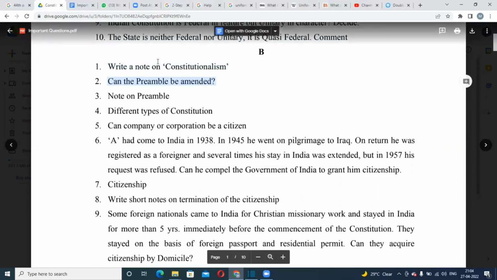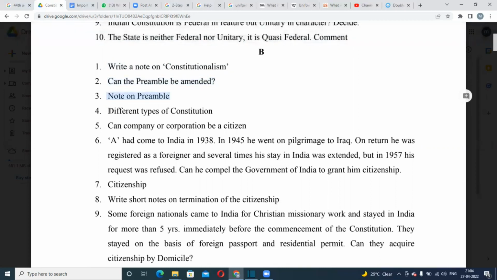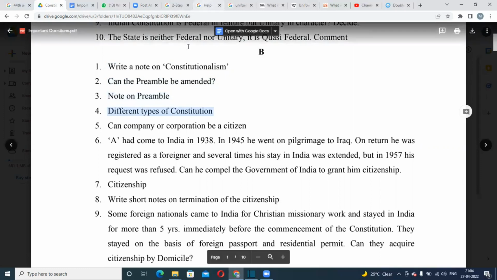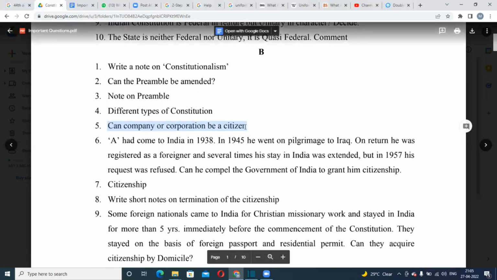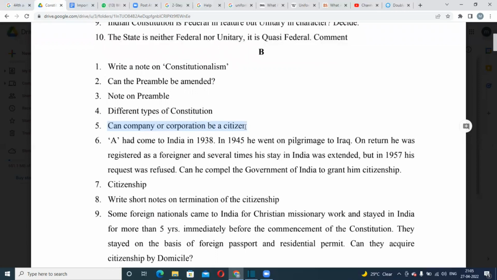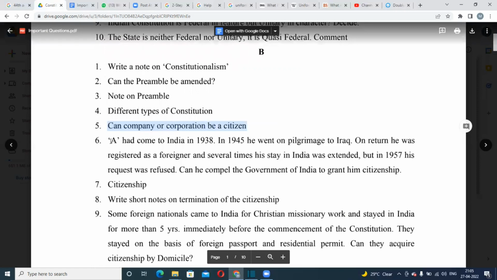Again, similar to the previous 2 questions we saw. Note on preamble, different types of constitutions. Again, we have already seen it. Can a company or corporate be a citizen? These answers are included in my notes. Not all of these, but yes, I'm slowly trying to include all these answers in my notes. As of now, there are few, and I am adding these answers each and every day.